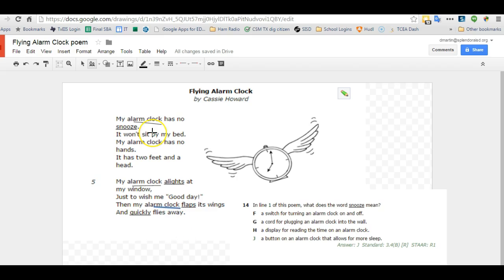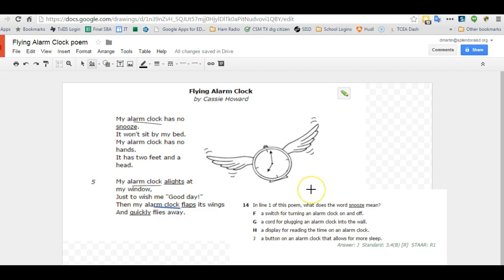So if we have enough schema or prior knowledge to know that there's a button on an alarm clock that allows you to snooze and get 5 or 10 minutes more sleep, then you're okay. Then you're golden. And you can come over here and go through the process of elimination, and start looking for the correct answer. And so the question is, in line 1 of this poem, what does the word snooze mean?